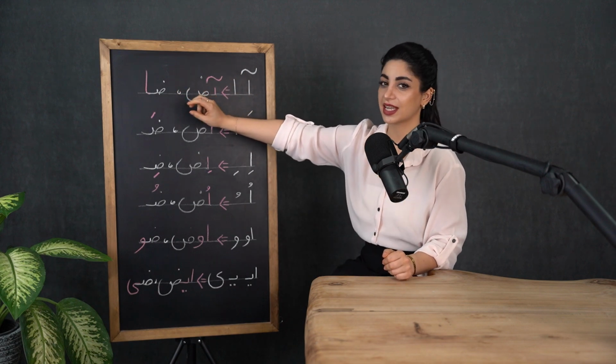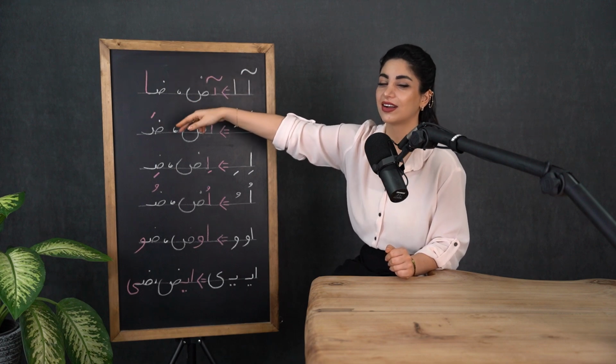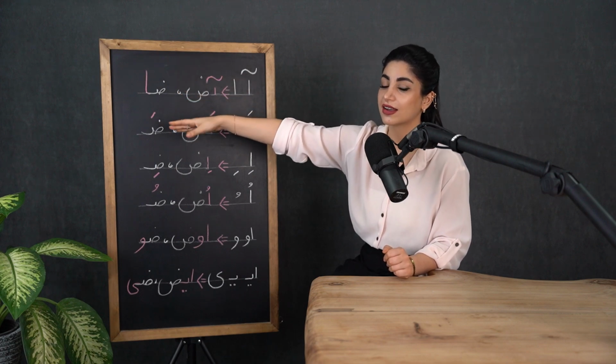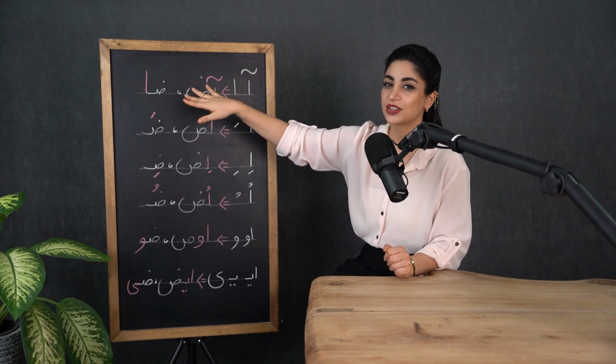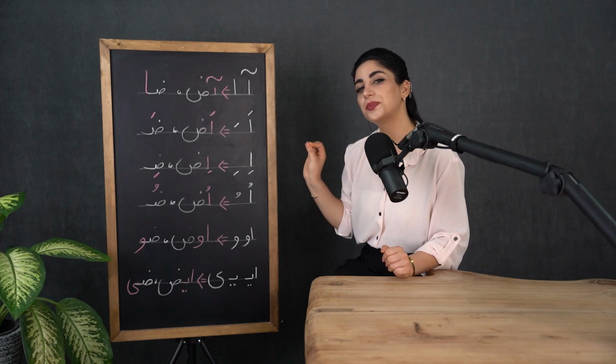So first we have Z, then A. First read Z, then A. Z, A. Together, Za.